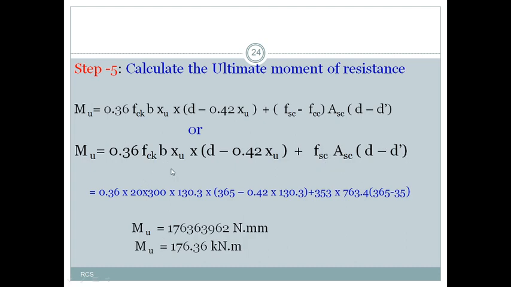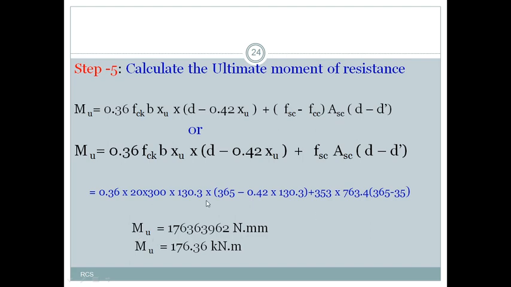If we substitute the values of fck, Xu, Fsc and Asc, then we will get the ultimate moment of resistance. Let us substitute 0.36, fck is 20, b is 300, Xu is 130.3 and d is 365 minus 0.42 into Xu is 130.3, and Fsc is 353 that we have calculated from Table F of SP16 according to the ratio of d dash by d and grade of steel. Asc is the area of compression steel, that is 763.4, into 365 minus the effective cover in compression zone, d dash, 35.